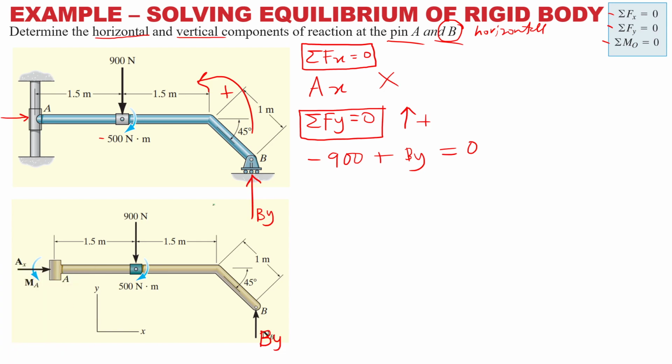Confused already. In such short span of time. Ini saja. Going down 900. Going up is positive BY. So dapat ini je. Next.